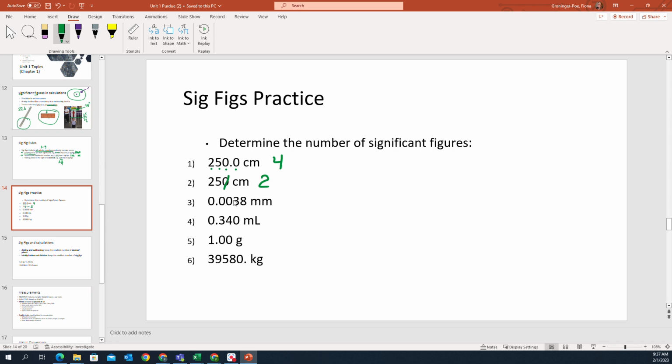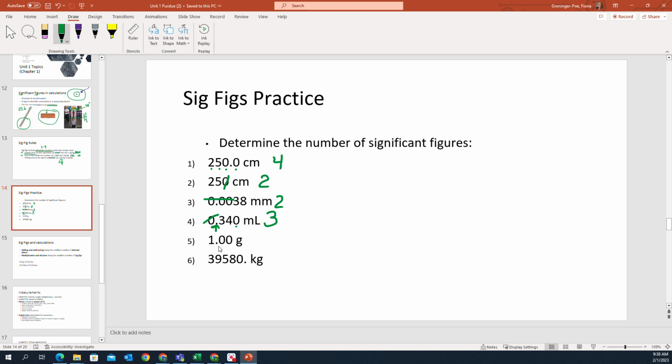0.0038 millimeters, all of these leading zeros are insignificant. We're going to have 2 sig figs there. 0.340 milliliters, we've got 1 significant 0 and 1 insignificant. So the leading 0 is insignificant, the trailing 0 is significant because we have that decimal. Decimals change the rules. So 340 is going to have 2 sig figs.